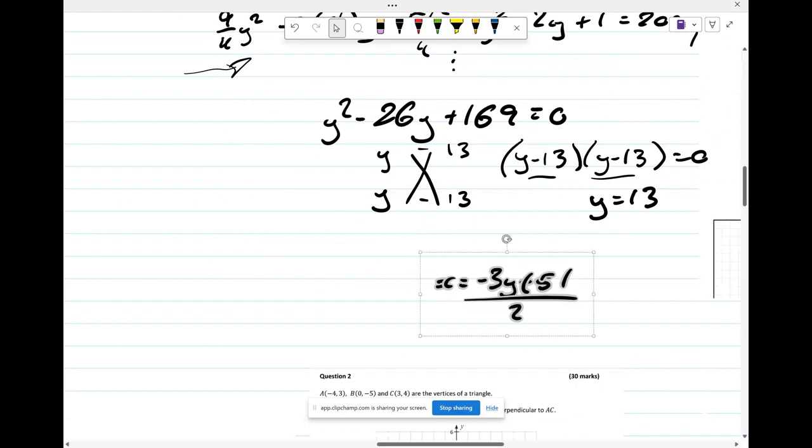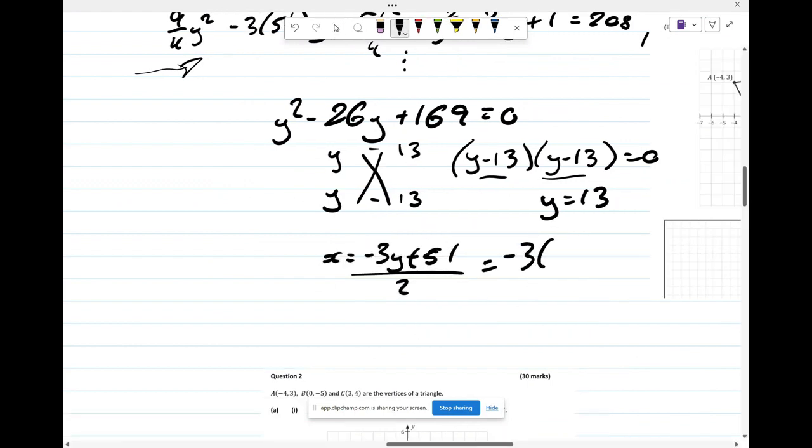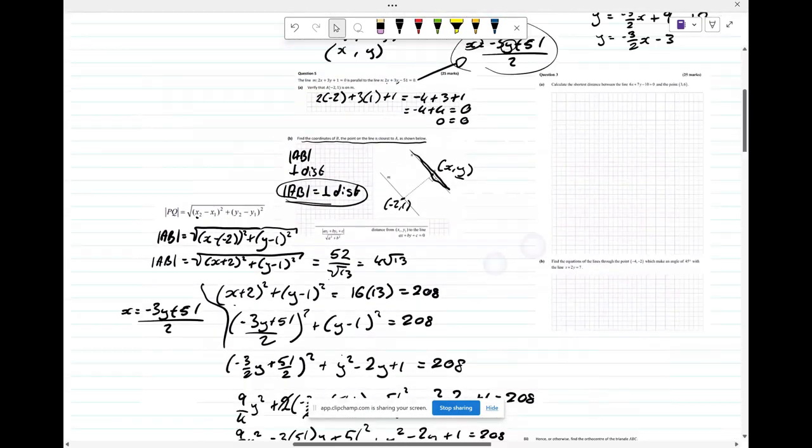So if I paste this here, then if we sub in 13 for y plus 51 over 2, and we put this into your calculator, you should end up with minus 6. So your point B is going to be minus 6, 13. And that's the question done.